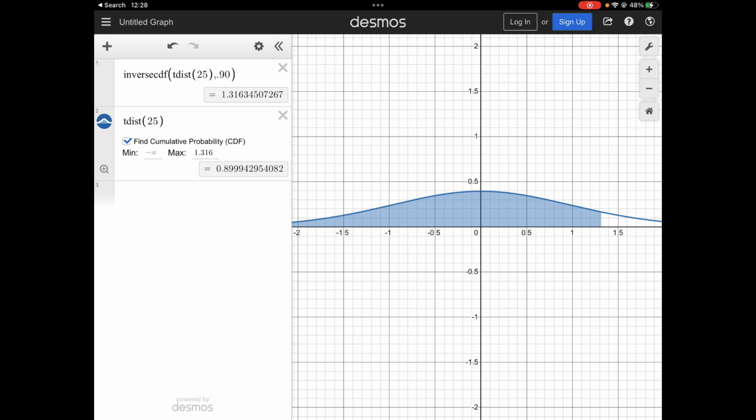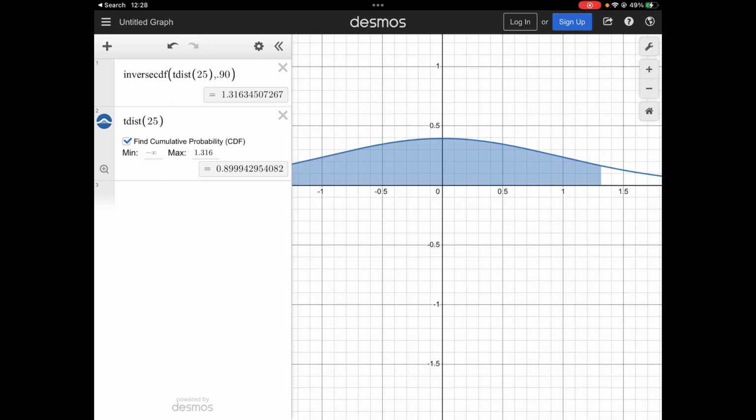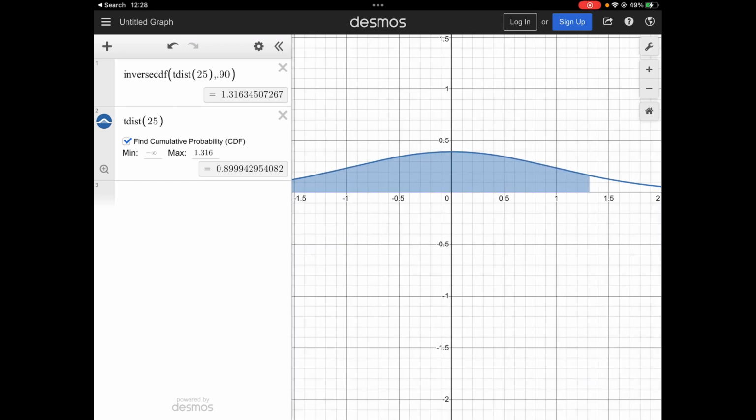Now, if I want to check that and see a visual of that, if I do t distribution and I do my degrees of freedom 25, and I put my max as my 1.316, I can see it's almost 90% rounded. That's why it's giving me that. But you can get a visual here of what's happening. So all the area that's shaded, where it starts is the t value. And so to the right of that is that 0.10.